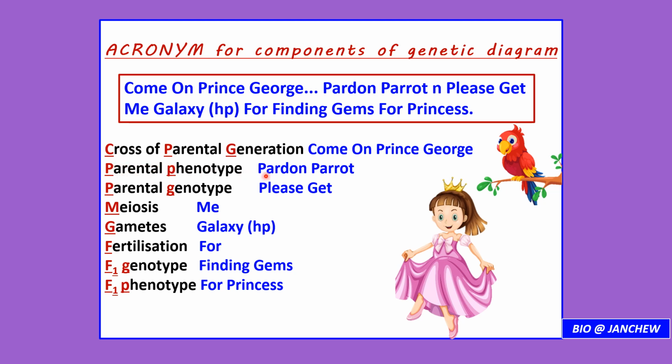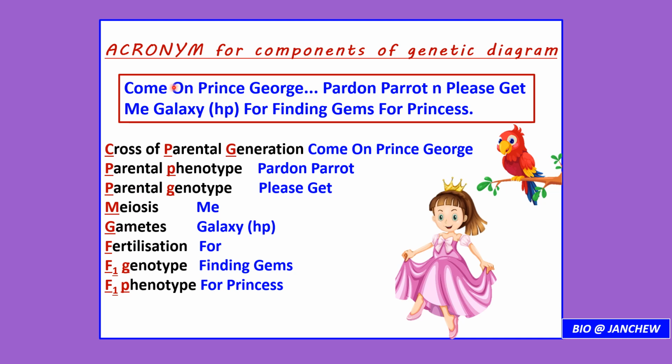Parental phenotype. So pardon, the P here, and parrot, P here. So PP stands for parental phenotype. PG stands for parental genotype, and so forth. Now the ME stands for meiosis. The G in Galaxy stands for gametes. And then the F stands for fertilization. Finding gems, FG stands for F1 genotype, and then for princess, FP stands for F1 phenotype.